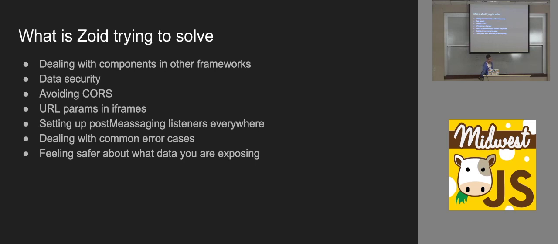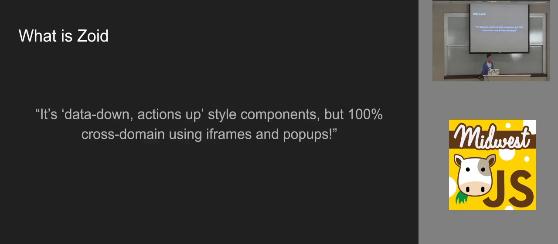So moving into that, on the Zoid website, this is a great quote that I found that, in a really simplistic way, sums up what Zoid achieves for you. It's a data down, actions up style components, but is 100% cross-domain using iframes and pop-ups. So what does that actually mean, though? That's kind of vague in terms of what you can actually do with it.